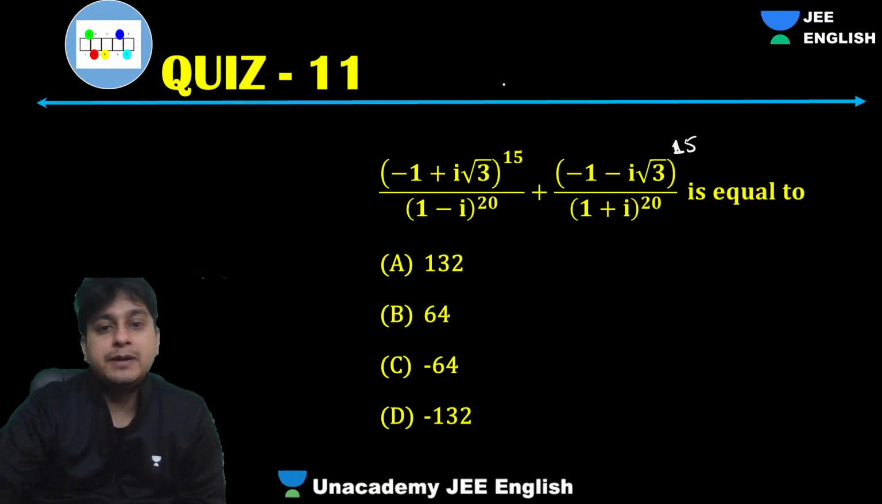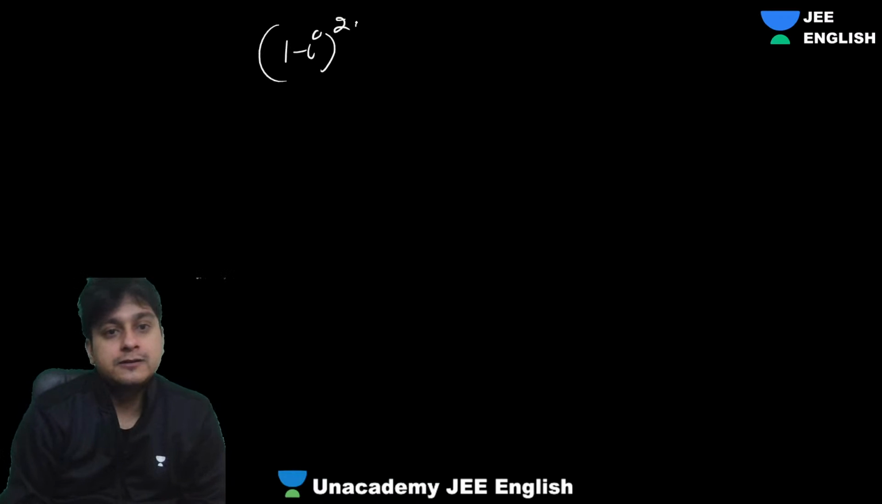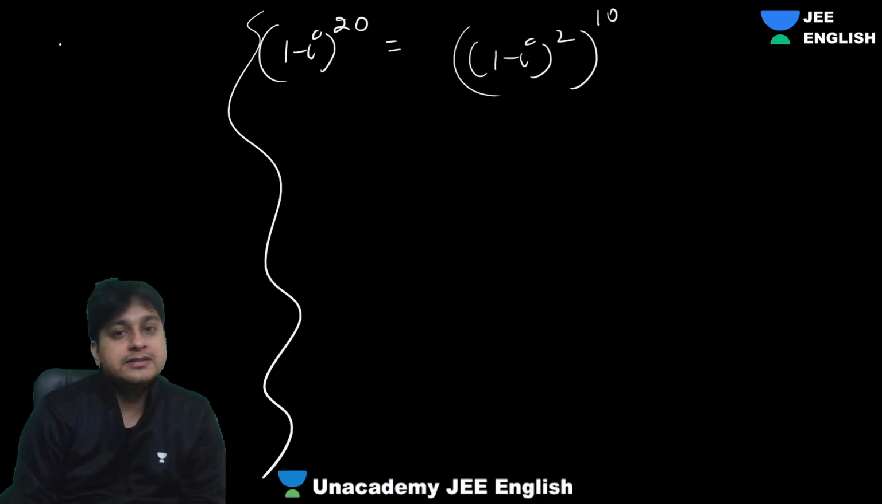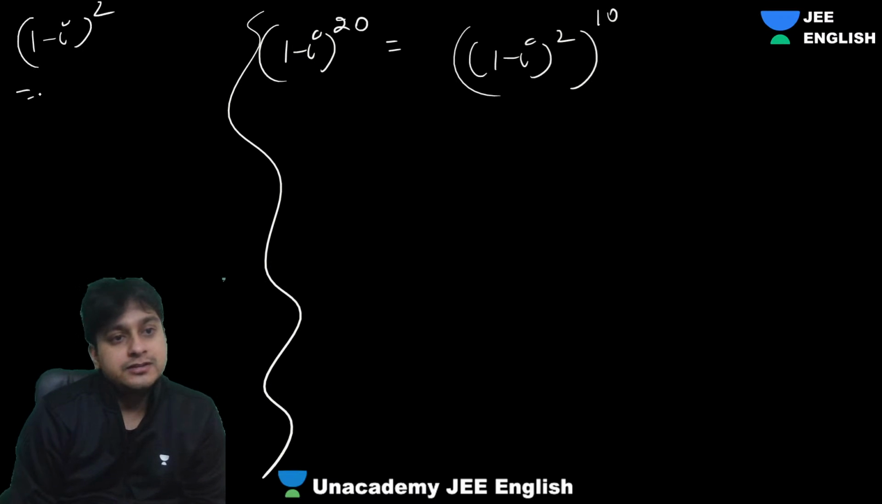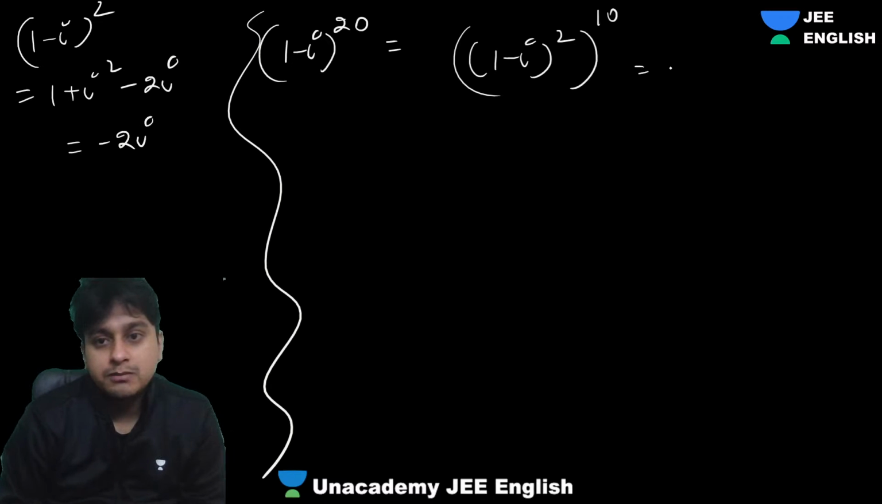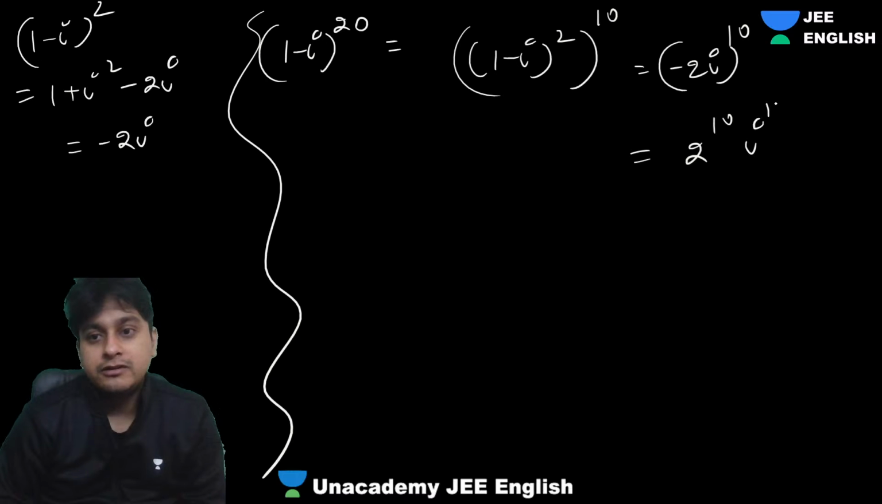See, guys, 1 minus i power 20. How will we do it? Can I write it as 1 minus i whole square, power 10? Because that is a very interesting thing. If you talk about 1 minus iota whole square, what is it? a square plus b square minus 2 iota. The i square and minus 1 will cancel, it will be minus 2 iota. So it is minus 2 iota power 10, which is nothing but 2 power 10 into iota power 10. Iota power 10 is iota square, so it is coming as minus 2 power 10.